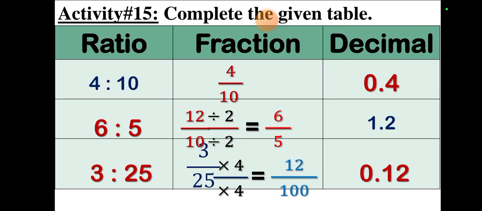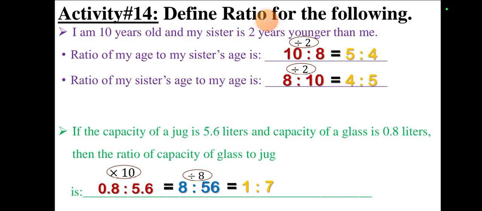Complete the table. 4 ratio 10, so that means 4 over 10, and then in decimal I'll say 0.4. 6:5, that means 12. 6:5, I can say multiply by 2, I'll get 12:10. Okay, and that means in fraction that is that, and divide by 2 equals 6:5. Then that in decimal I'll say 1.2. 3:25 multiplied by 4 equals 12:100. It means 0.12.